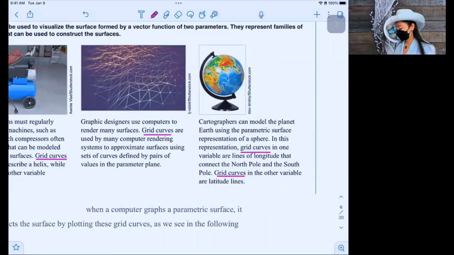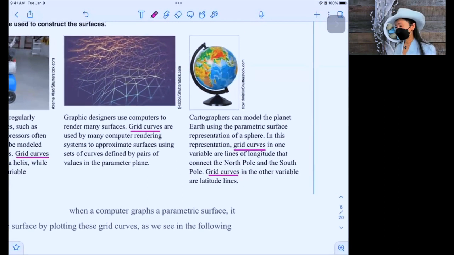So, Tracy, would you like to read it? Model the planet Earth using the parametric surface representation. In this representation, the curves in one variable are lines of longitude that connect the North Pole and the South Pole. The curves in the other variable are latitude lines.